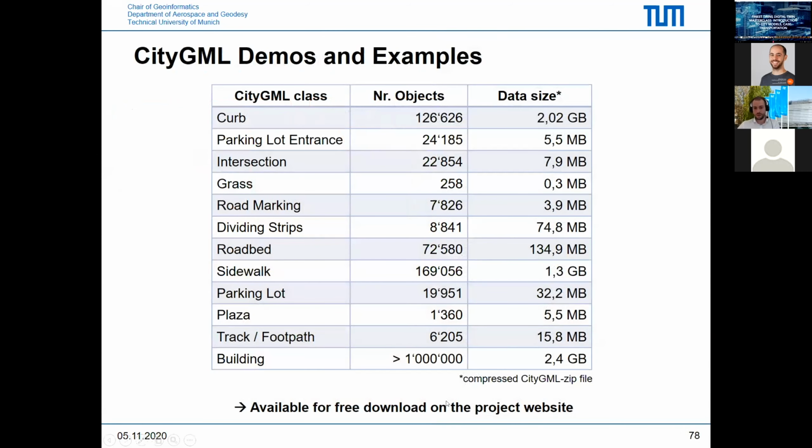This is the total amount of data that was produced and total amount of CityGML data. This is all available free for download on the project website. The links are within the presentation and also at the end of the presentation. You can see that this is quite some data. These are compressed zip files, and we created individual layers for roadbeds, sidewalks, and so on because of the sheer amount of data.